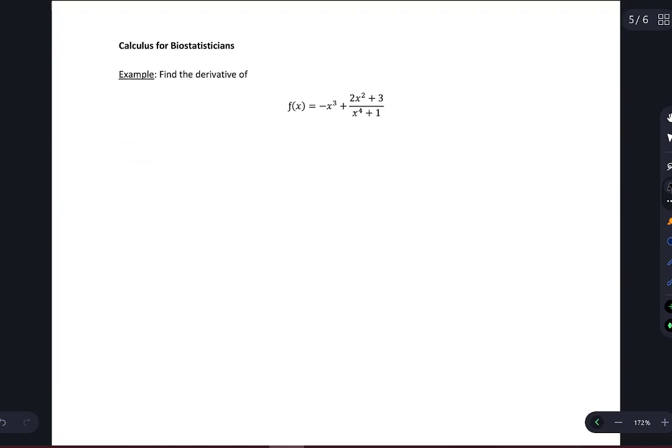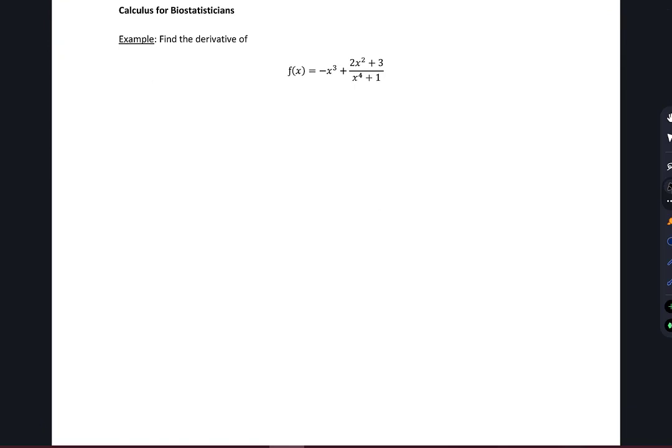All right, so here is another example. Here we have that f of x is equal to minus x cubed plus 2x squared plus 3 over x to the fourth plus 1. First of all, notice we've got one term plus a second term. We saw previously in our notes how to handle a derivative when we have the sum of two functions, and that's what we're going to want to do here.